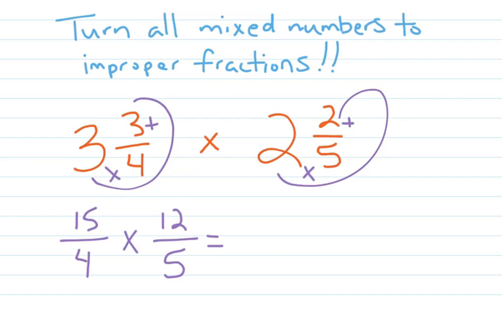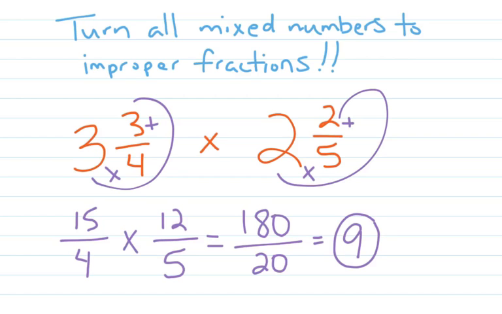So also, do not forget, on this test, you are going to be allowed to use your calculator. So even if you're at home, make sure you get a hold of a calculator. 15 times 12 is 180. 4 times 5 is 20. And then simplify that, divide the top by the bottom, and you would get 9 wholes as your final answer.